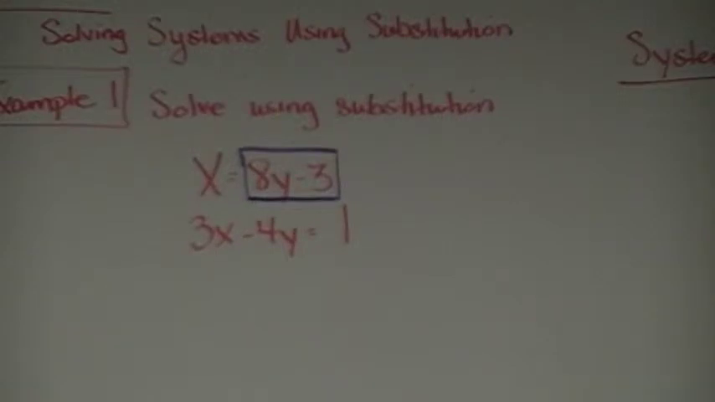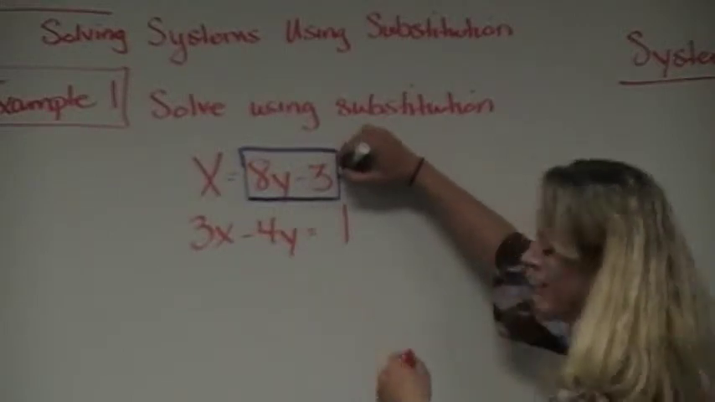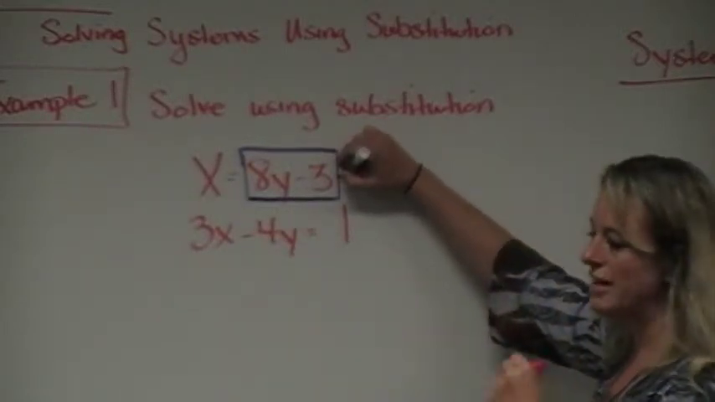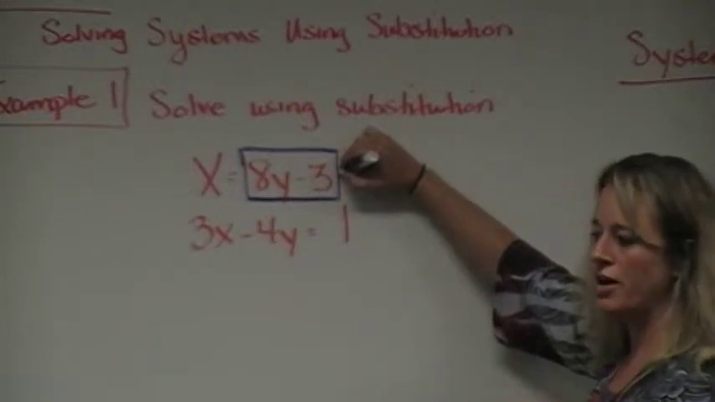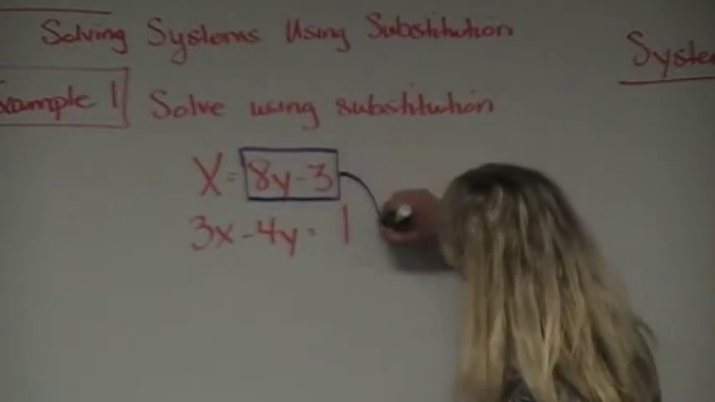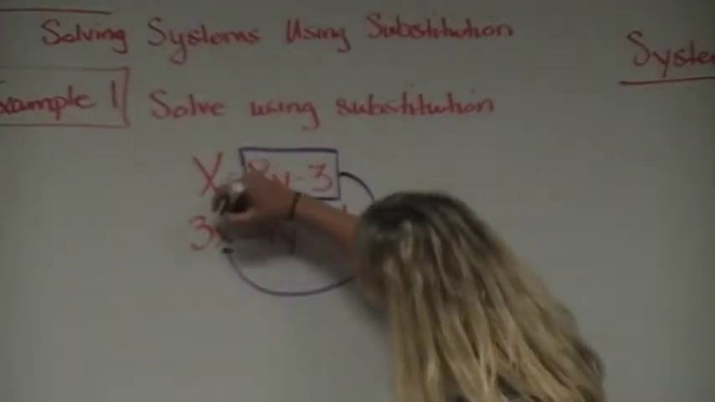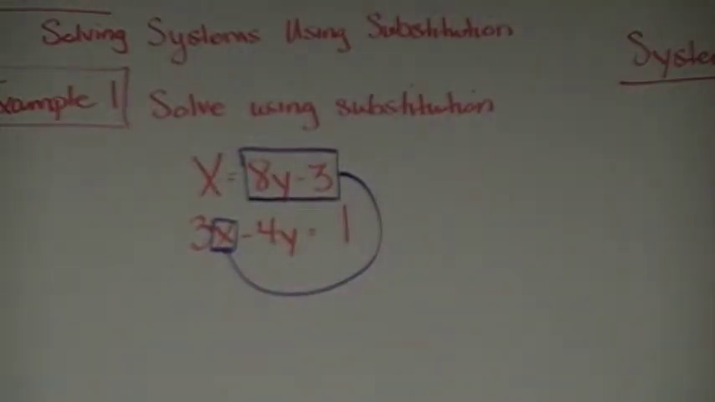In what equation? The first or second? The second equation, exactly. So I'm going to take this 8y minus 3 and find x in the second equation and replace x with 8y minus 3. Because I cannot solve an equation with two different variables, can I? Okay, so I'm going to take this right here, and it's going to go in for this x right there. So I'm going to replace x with 8y minus 3.